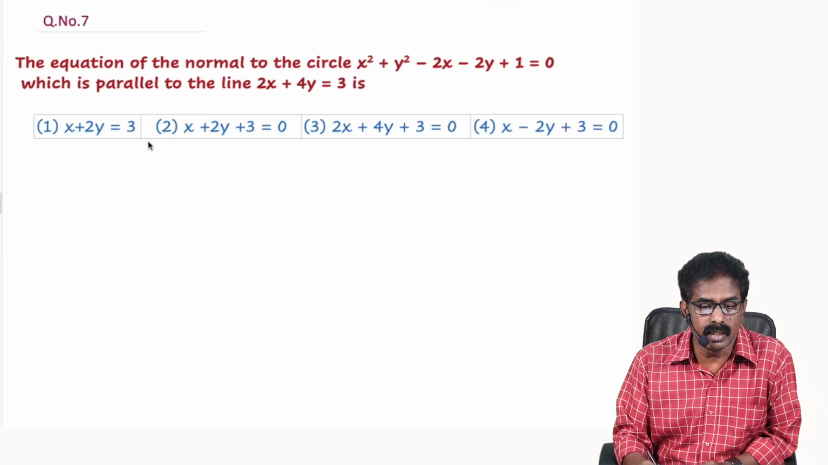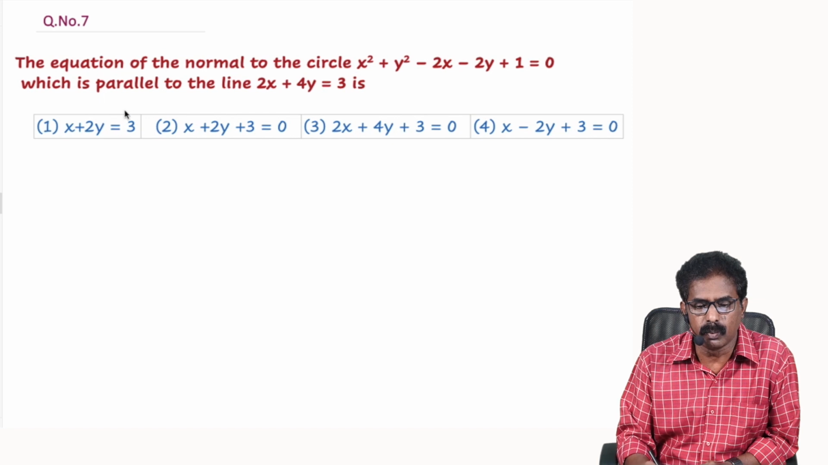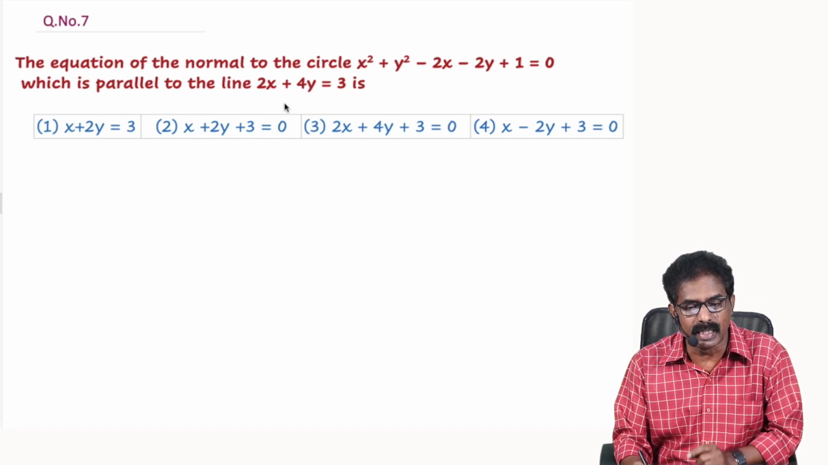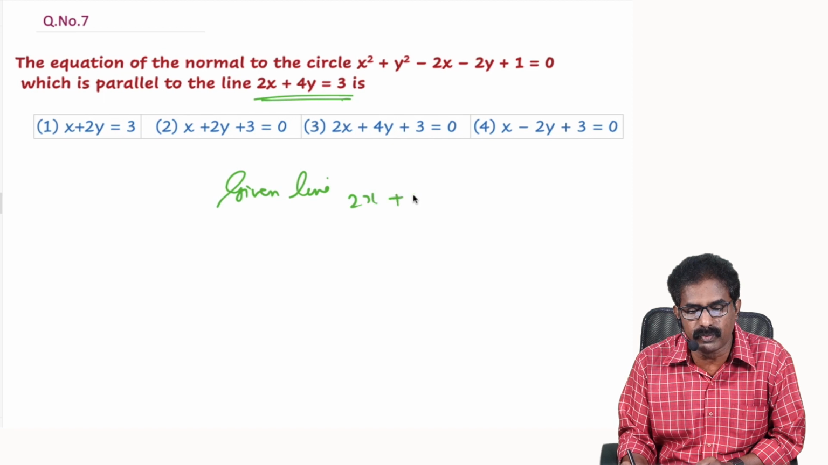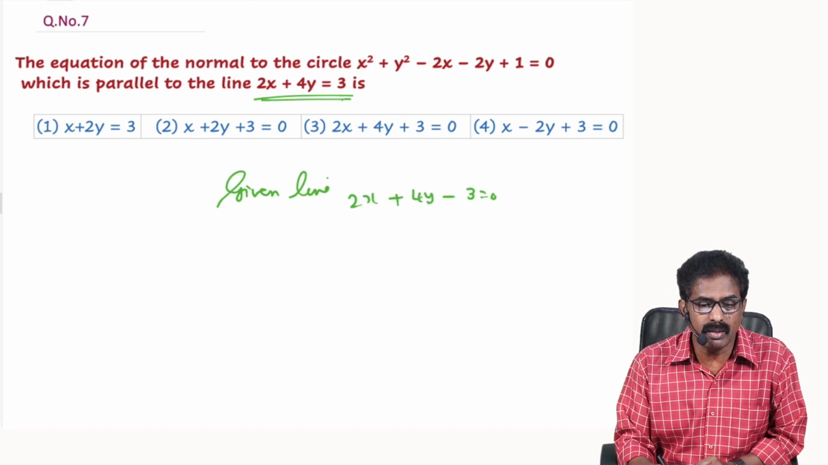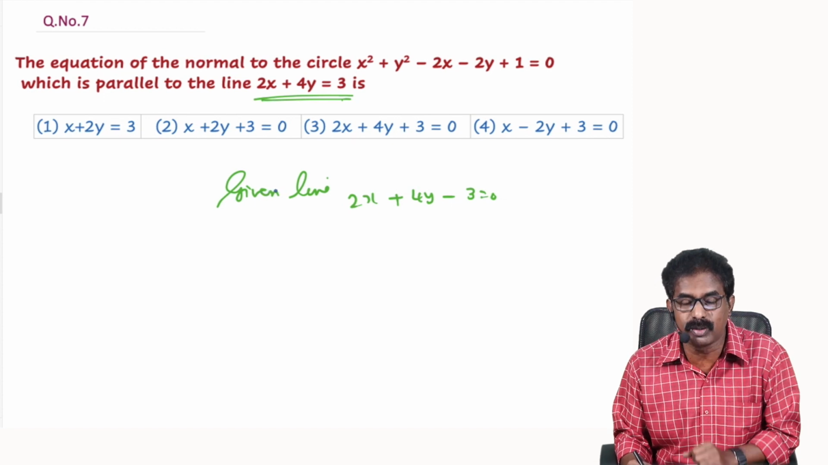Now let's see the seventh question. The equation of the normal to the circle which is parallel to the line 2x plus 4y minus 3 equals 0. This is the given line. We want to find the normal to the circle, but that normal is parallel to this line.